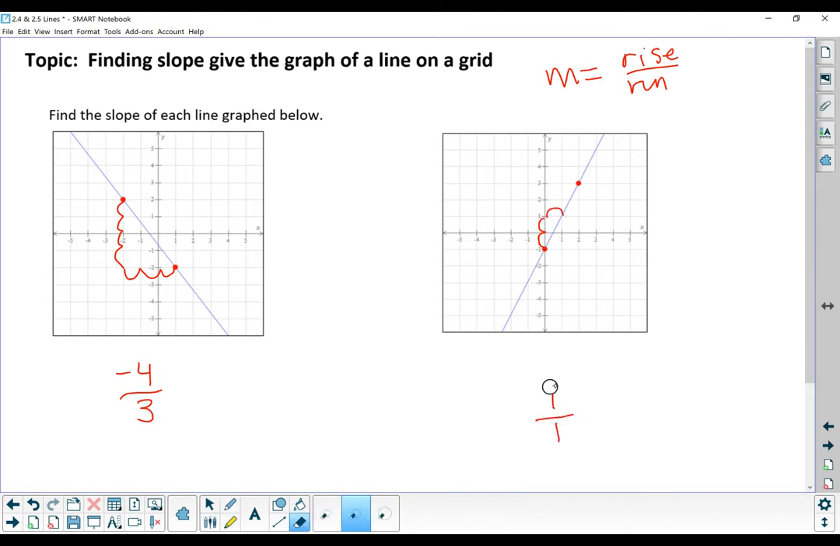Oh, I said 2 and I wrote 1. Or you could think of it as up 4 over 2 if you're using their 2 dots. But if you do have it in an unsimplified form, you want to make sure that you simplify it.